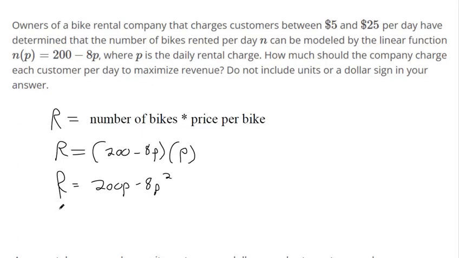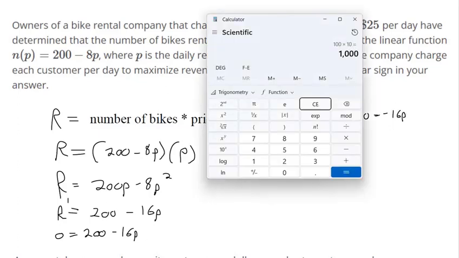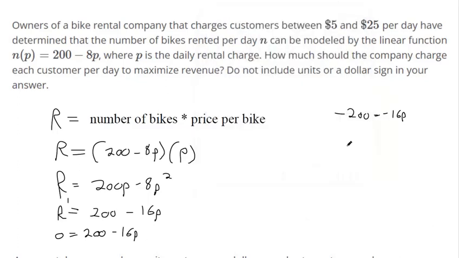To find potential maxes and mins, we take the derivative. We're taking the derivative with respect to P here, and then you set the derivative equal to 0. Wherever the derivative fails to exist, or wherever the derivative equals 0, those are all your critical points. Those are all the places where the max or min could occur. So that's why we set it equal to 0. If you solve that equation, you'd subtract 200 from both sides, divide 16 from both sides, and get 12.5. So that's the price. They should be charging $12.50 to maximize revenue.